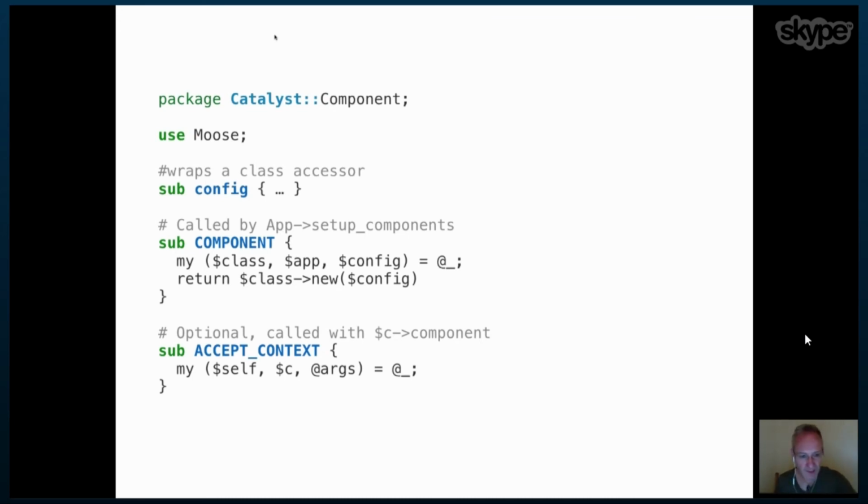So if you look at the component method, you get class, which is the name of the class, and you get app, which is the name of your application. Okay, these are typically strings. In accept context, you're going to get self, which is an instance of the component that you're creating. And instead of the application, you're going to get the context and any arguments that are passed, okay? So this is a great place for when you have components that need to know about the context, like when you want to know things about the request or the response or related information about the actual request that's going on.